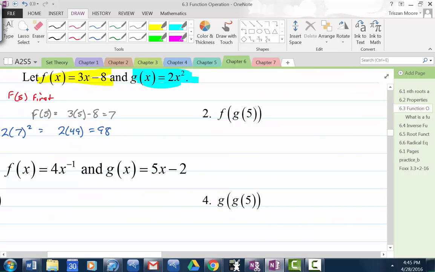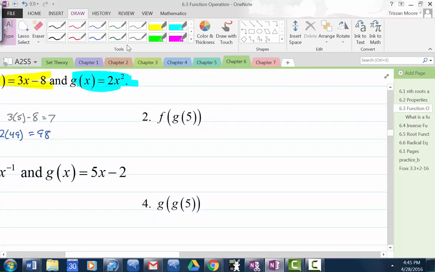F of g of 5 is going to be probably different in this case right here. Let's see, we're going to find g of 5 first. If I find g of 5 first, I see what my function is. G of 5 is equal to 2 times 5 squared. Let's see, 25, this should be 50.